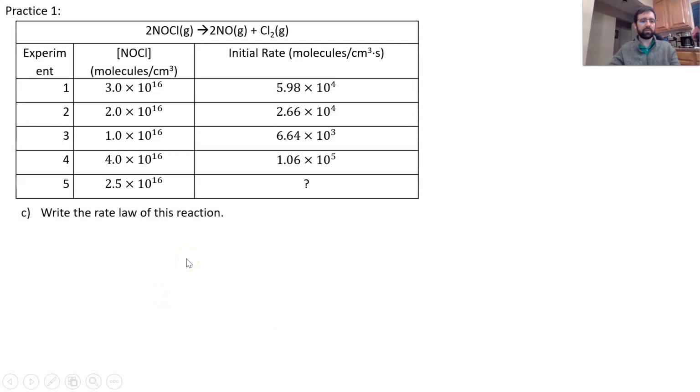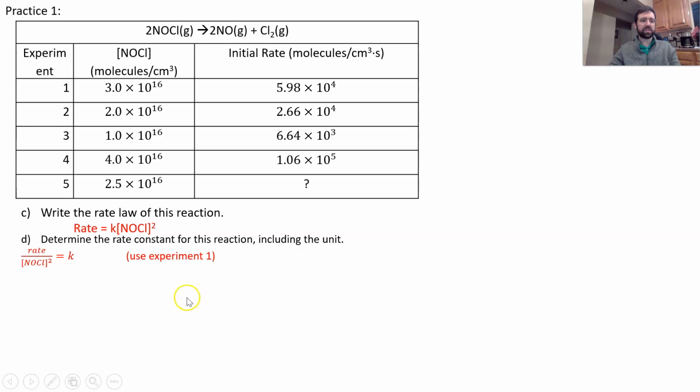Part C asks to write the rate law of the reaction. So the rate law would be rate equals K times the concentration of NOCl squared, because we just found it's second order. Determine the rate constant for the reaction including the units. So we're going to plug in numbers from one of our trials. I chose experiment 1. And K equals rate over concentration of NOCl squared. I just rearranged this equation to solve for K. I divided by NOCl squared.